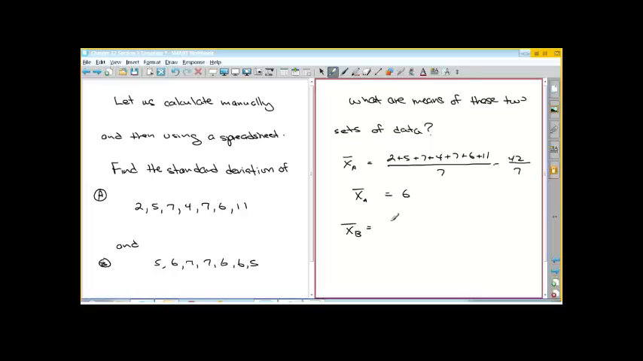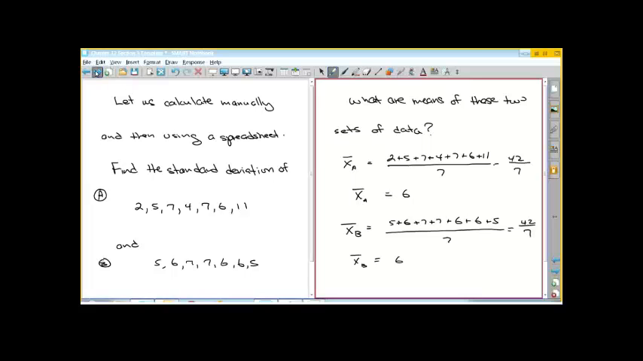If we do the same thing for data set B, we'll have 5 plus 6 plus 7 plus 7 plus 6 plus 6 plus 5, divided by 7. So that's 11, 18, 25, 31, 37, 42. So they add up to the same number. So the mean for these two sets of data is the same. It's 6. So from a central tendency standpoint, there's no difference between the data, but obviously there's a difference.